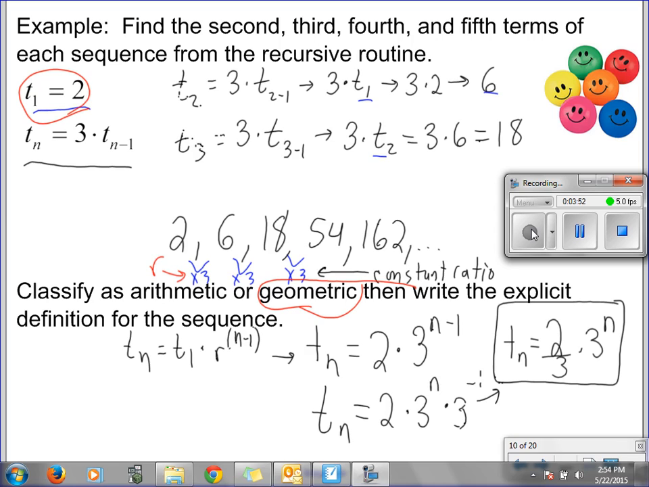We see both the recursive definition at the beginning and then at the very end here, our explicit definition. All right, so there's the first example.